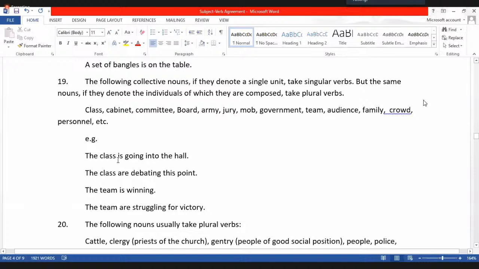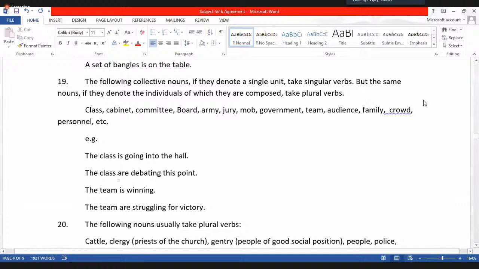So here, the class is going into the hall. The class are debating this point. When you say the class is going into the hall, it means the class is a single unit, the whole unit is going into the hall. That indicates the group, the single group of all those students, and that group is going into the hall. So that's why here is.